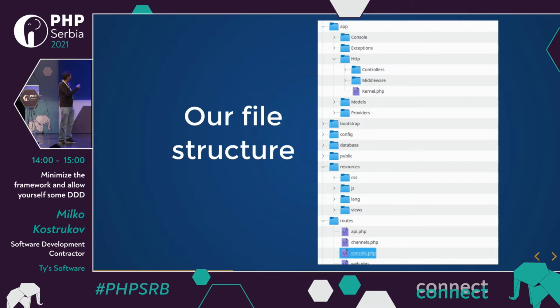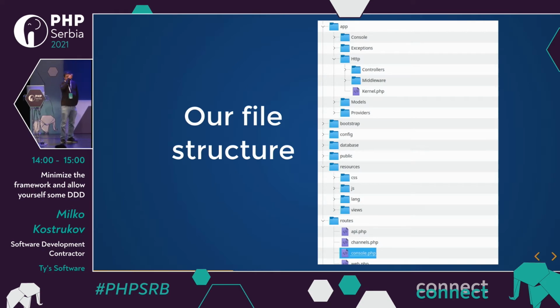We have console stuff, we have exceptions, we have HTTP. In HTTP, we have controllers and middleware, kernel. We have models, we have providers. God knows what provider is. Well, using Laravel, you know, but I'm a provider as well. I provide for my family, right? So we have Bootstrap, config, database, obviously, because we cannot build an application without a database. How could that happen? Public. Urination comes to mind, but it's not that. Resources, routes, and so on and so forth.